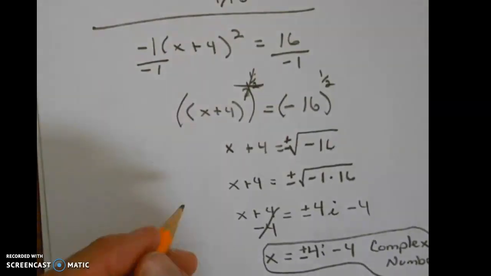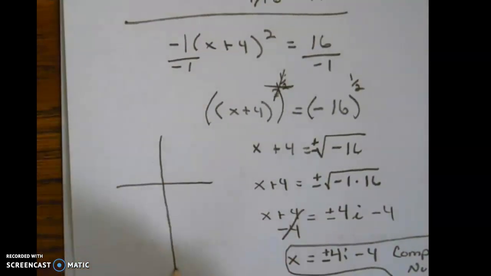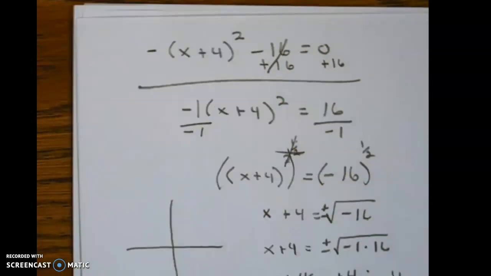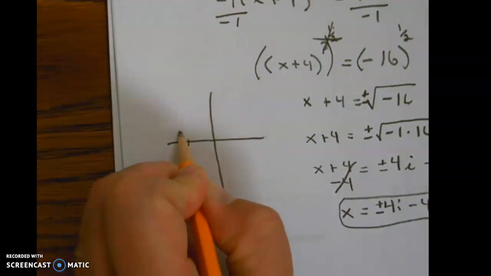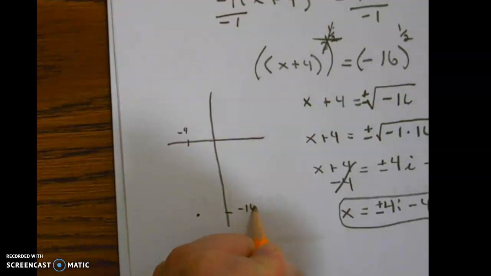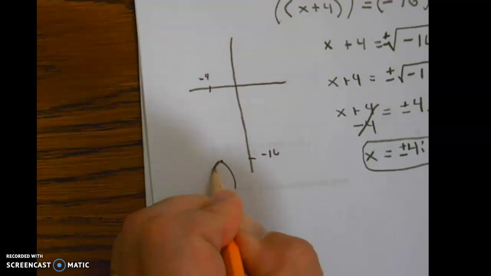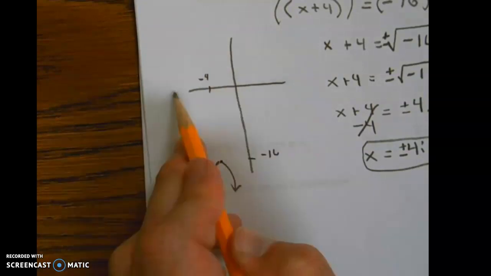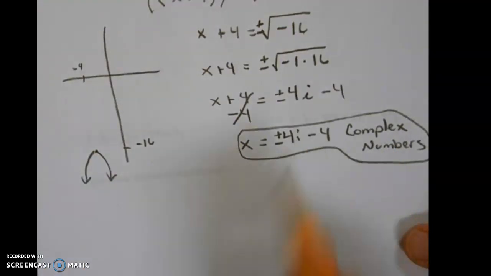So this one may look, if I was to draw a little sketch here, we got a vertex of negative 4, negative 16. So our vertex is down here somewhere. Negative 4, negative 16. Okay, and it opens down. So notice that it doesn't cross the x-axis. So when it doesn't cross the x-axis, we have complex solutions, and they're going to involve an imaginary part.